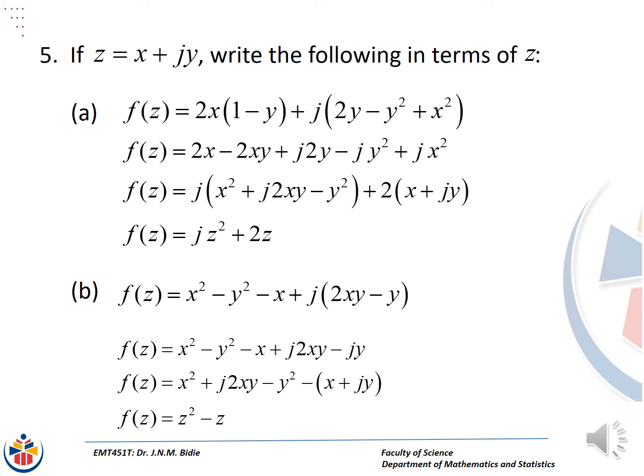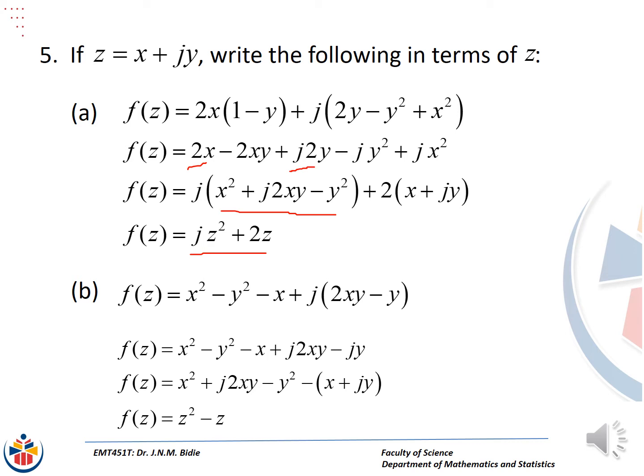First thing, remove the brackets so that we can see which terms go together. And we recalled from the previous exercise that x plus jy all squared gives us those three terms, x squared plus j2xy minus y squared. And then take the other two terms and group them together, 2x and j2y. Then take out the common factor, and this gives us j z squared plus 2z.